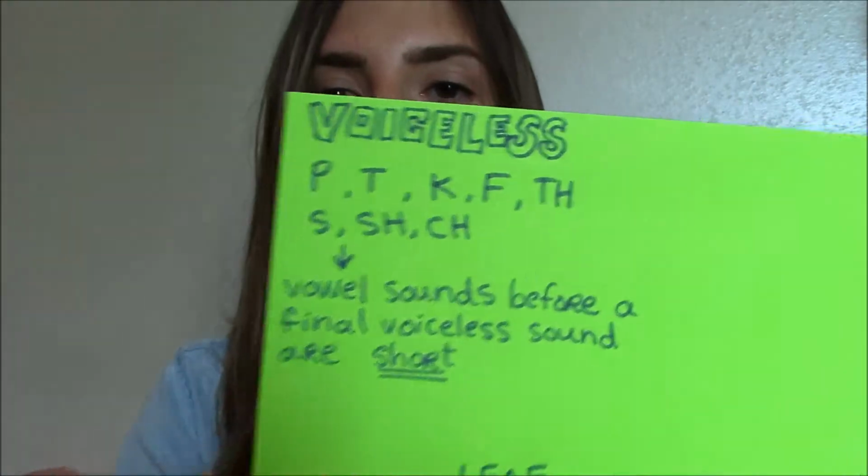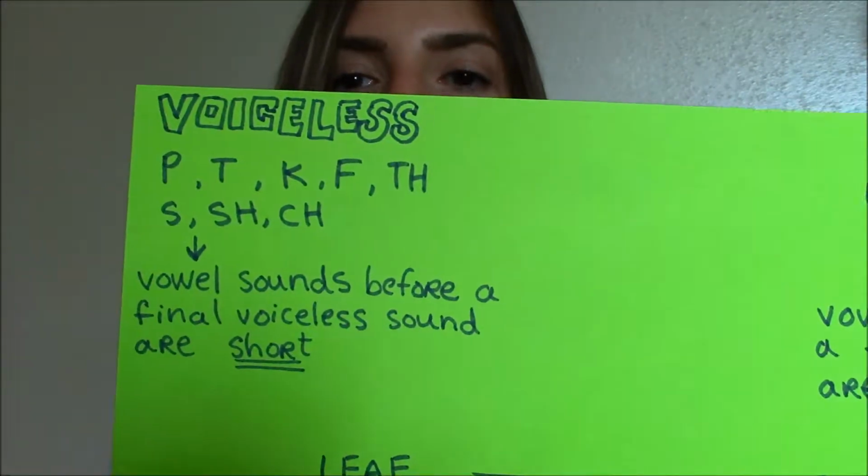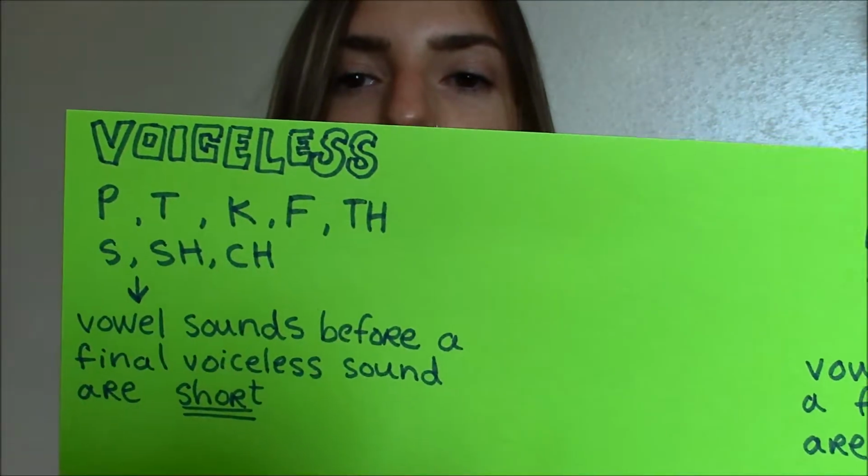So if we look at our voiceless sounds, like these that we see here, if we say those, we don't feel our throat move at all. For example, the S sound, S, we don't feel anything. Z, we can feel it in our throat. S, we don't feel anything. That's voiceless. So Z is voiced, you feel it. S, unvoiced, voiceless, you don't feel anything.